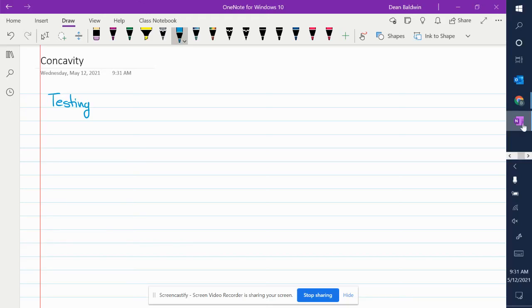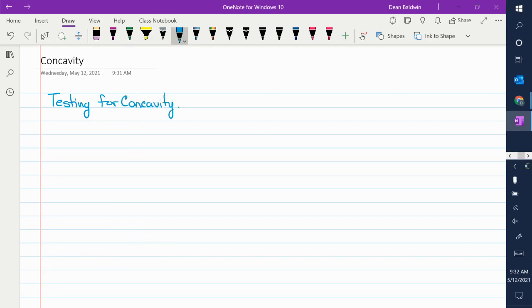Testing for concavity. If the second derivative is greater than 0, i.e. it's positive, then f of x, the original function, is concave up.